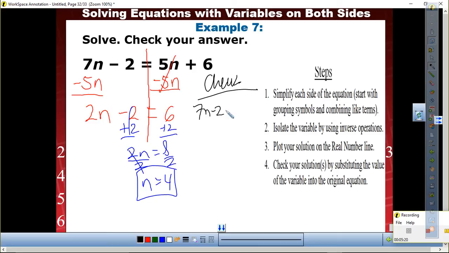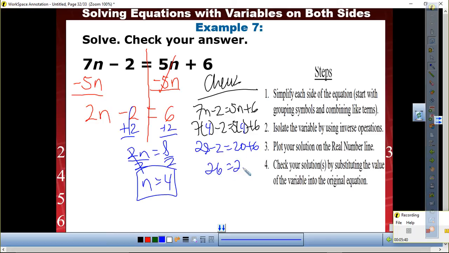7n minus 2 equals 5n plus 6. 7 parentheses minus 2 equals 5 parentheses plus 6. What goes inside parentheses? 4. Let's see. 28 minus 2 equals 20 plus 6. What is 28 minus 2? 26. 20 plus 6, that's 26. Yep, that worked. Everybody with me? All right, let's do the next one.